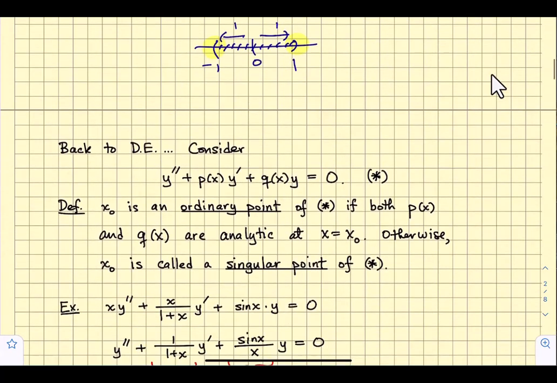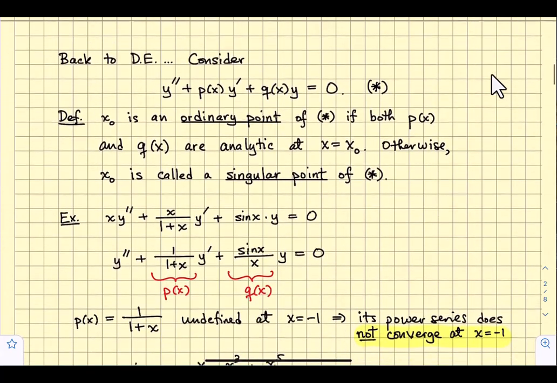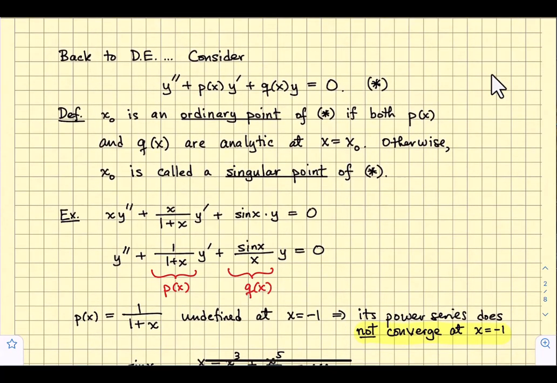So back to differential equations. If we consider a general second-order linear homogeneous differential equation, but this time with not necessarily constant coefficients, so we put functions p of x and q of x here, let's call this equation star, then we want to introduce two more definitions. First, we will say that the point x naught is an ordinary point of our differential equation if the p function and the q function are analytic at x naught.